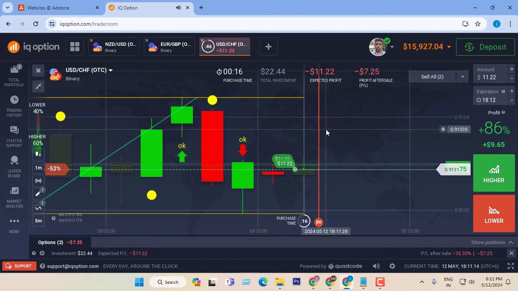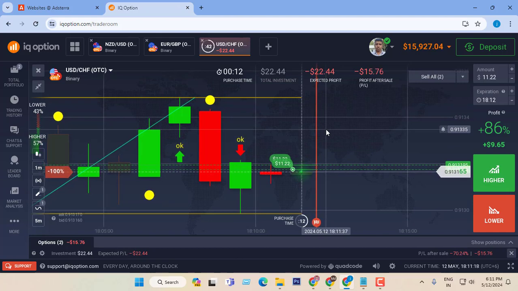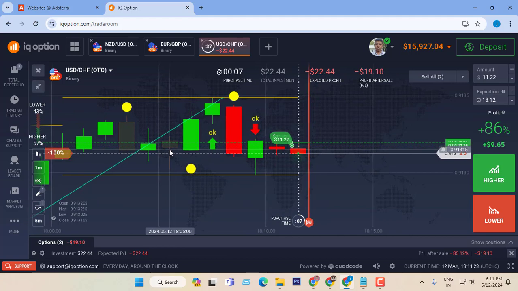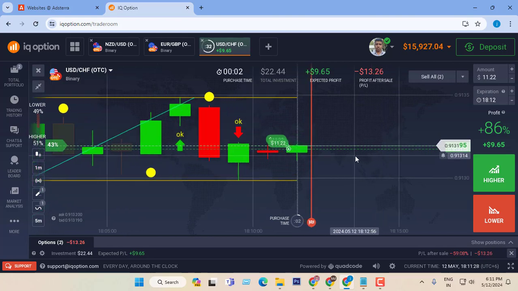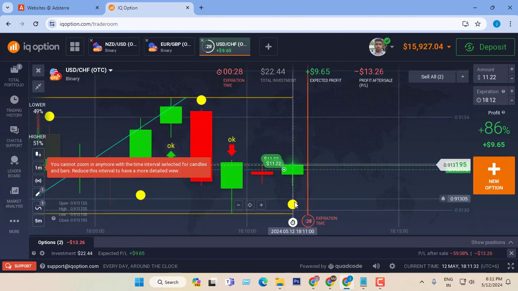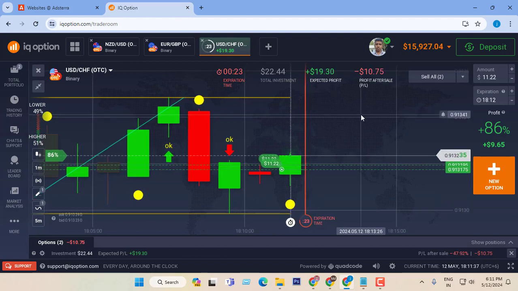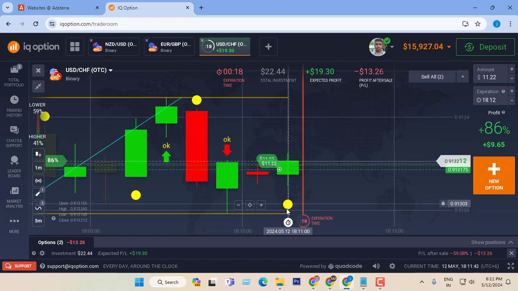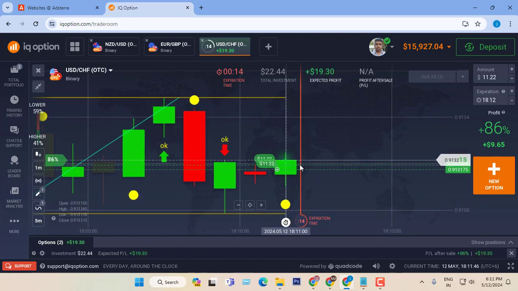Okay, let's see. Here is the level. Okay, good rejection from the buyer side. Okay, good point. And this is a 100% winning trade because this circle shows that buyers are strongly active here.